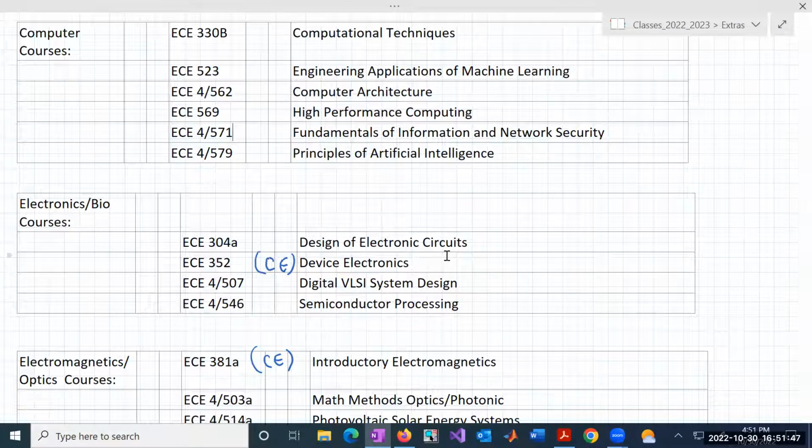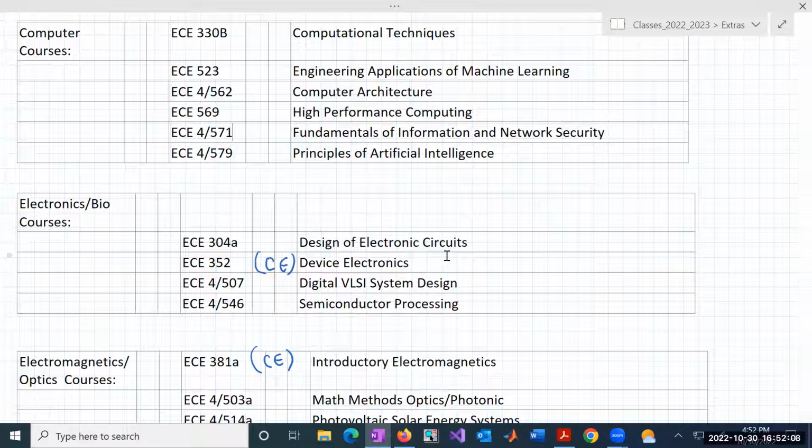If you are a computer engineering student in that track, you can take ECE 352, device electronics. That tells you the underlying physics. How do these devices actually function or work from a physics perspective?